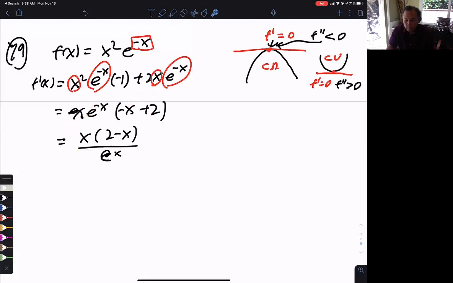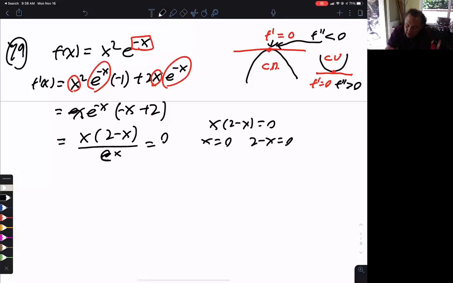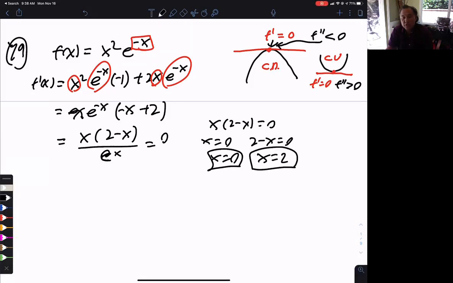So to use the second derivative test, I need to find where the derivative is 0. You can't do undefined points with the second derivative test, only where the derivative is 0. So when is a fraction equal to 0? When the numerator is 0. So I set each factor equal to 0. I get x is 0 and x is 2. So those are my two potential relative maxes or relative mins.